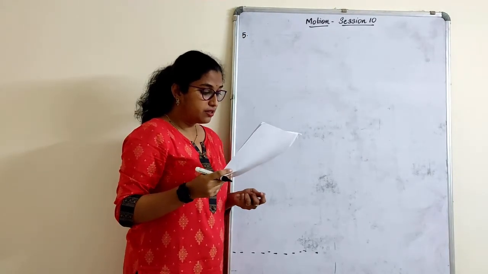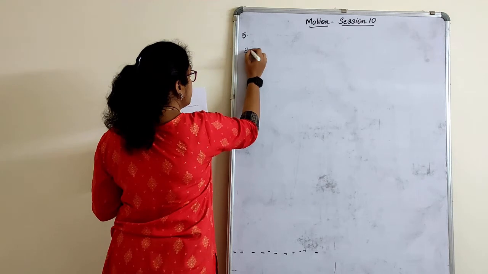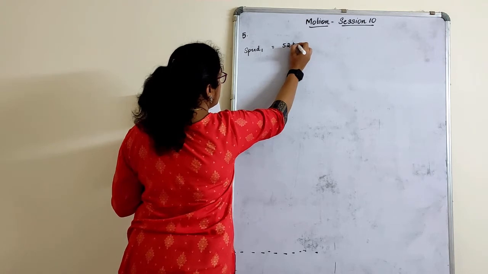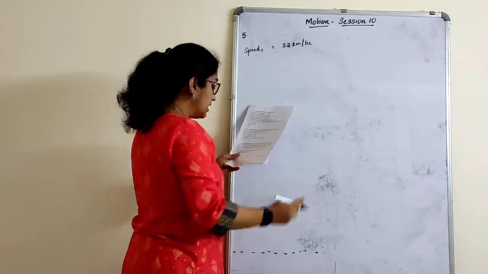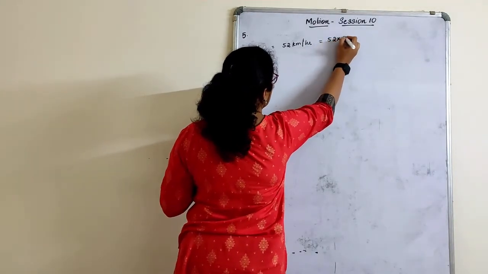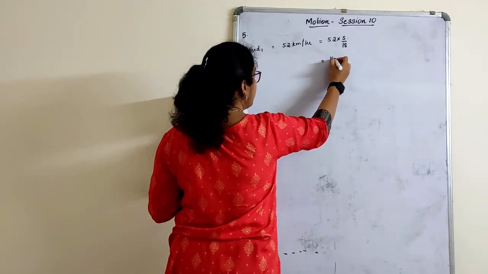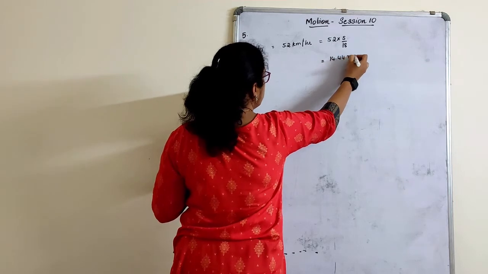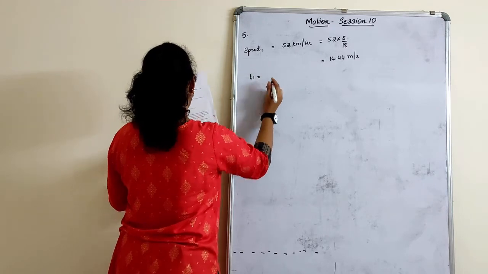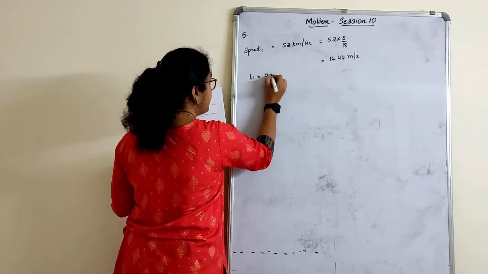A driver of a car is traveling at 52 km per hour. I can consider this as the speed of the car, 52 km per hour. Time is given in terms of seconds, children, so I'll convert this as 52 into 5 by 18. I'll get, in decimal, 14.44 meters per second. He applies brakes uniformly in the opposite direction, and the car stops in 5 seconds, so time t1 is 5 seconds.